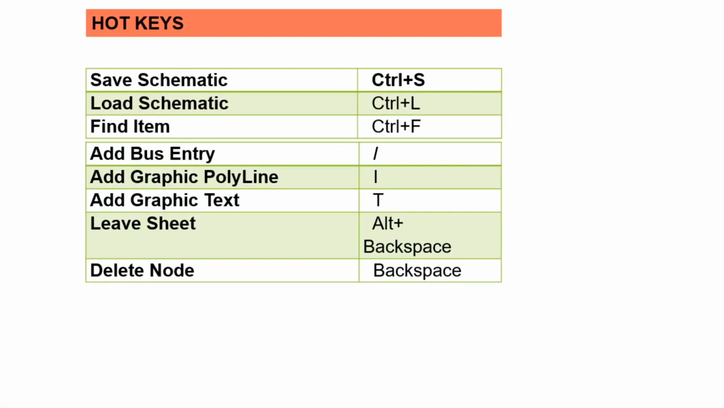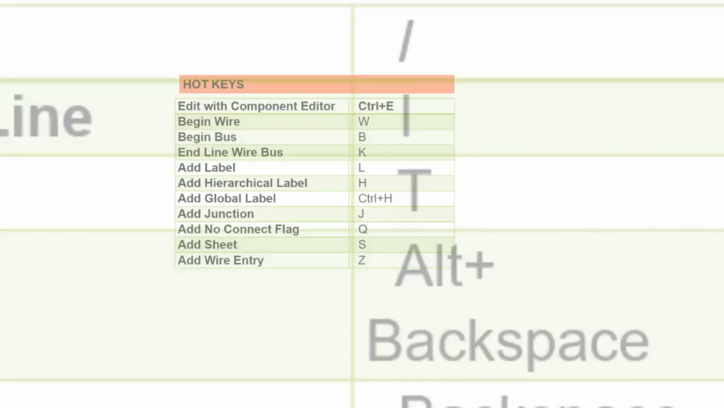To save the schematic, it's the general universal key, Control plus S. To load a schematic, it is Control plus L. To find an item, it is Control plus F. These three are frequently used hotkeys. To add a bus entry, you have the slash button. To add a graphic polyline, you use the pipe symbol. To add graphic text, type T. To leave the sheet, press Alt plus Backspace. To delete a node, you can press Backspace.